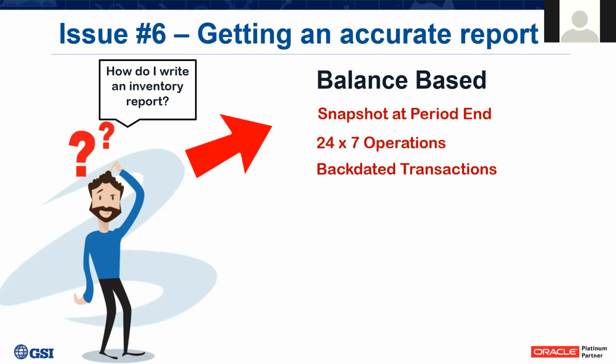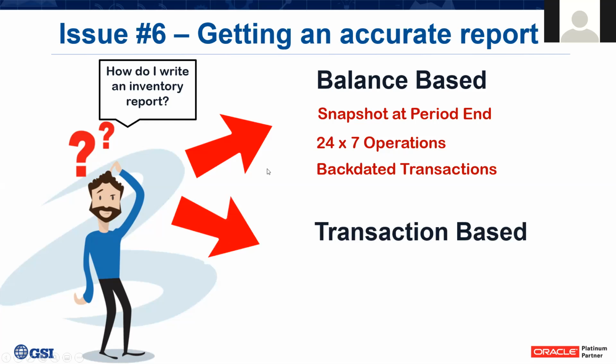Snapshot is a one-stop shop. Once you take it, you're done, okay? Because the inventory will be constantly changing as soon as you start producing it again. All right, so there are inherent problems with using a balance-based approach to writing an inventory report.